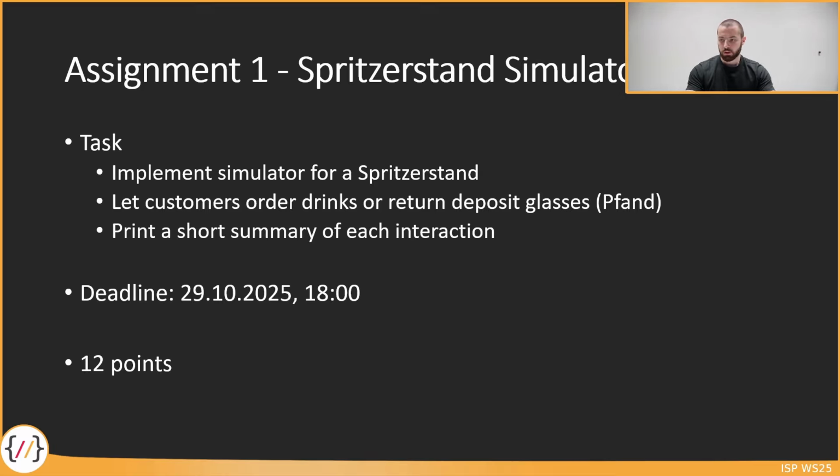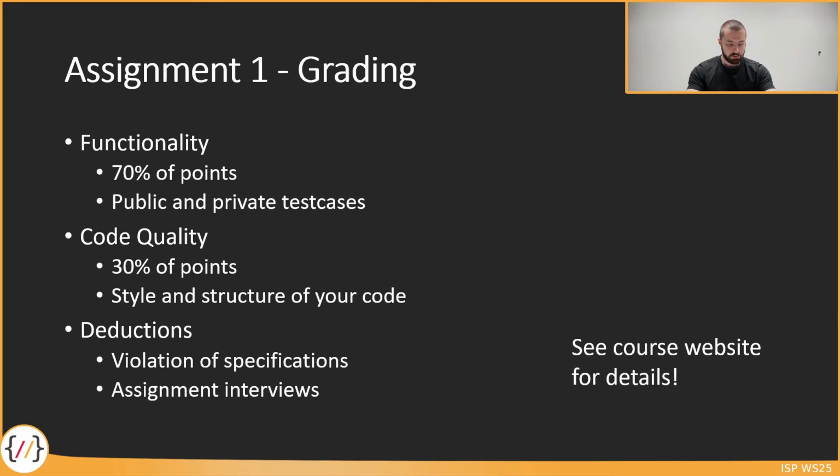The deadline for A1 is the 29th of October at 6 p.m. So depending on the release of this video, there are roughly 2 weeks left. A1 is worth 12 points. How can you get those points? 70% of those points are related to functionality. We use test cases to test your solution.